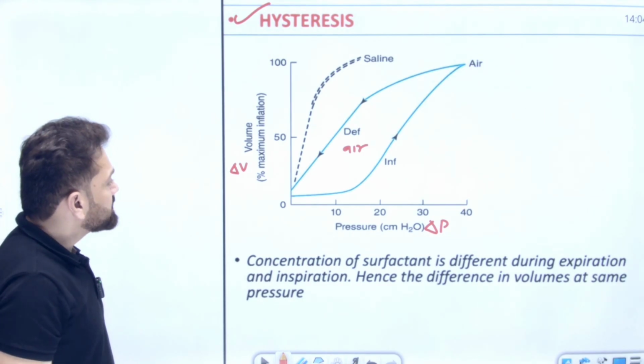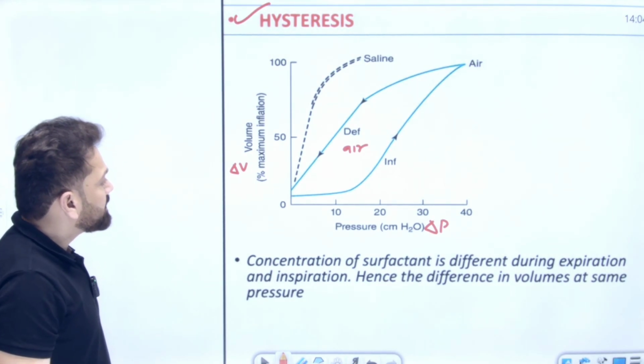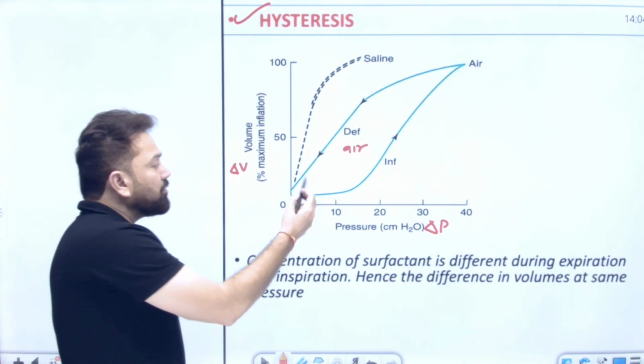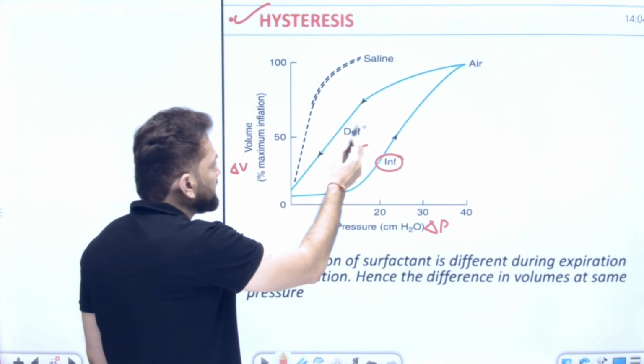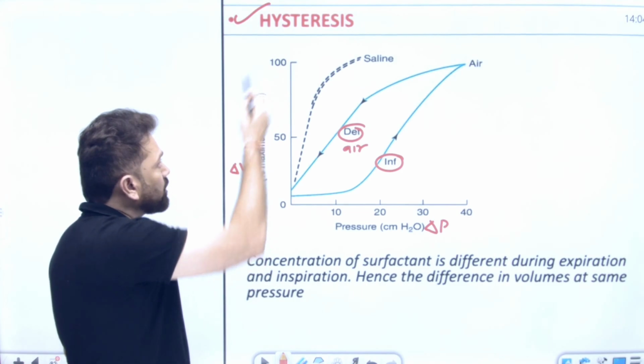So hysteresis is the difference in the compliance curve during inflation. When lungs are inflated, they behave differently. When lungs are deflated, they behave differently. It is called hysteresis.